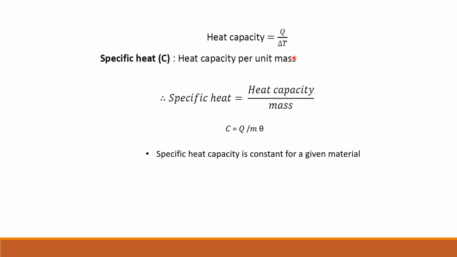Next is specific heat. What is specific heat? Specific heat is the heat capacity per unit mass. So we divide the heat capacity by the mass, and we get the specific heat capacity. Specific heat capacity equals heat capacity by mass. The formula for heat capacity is Q by del T. So what is specific heat? Heat capacity by m. So the formula for specific heat capacity c equals Q by del T into m, or Q by m into theta.